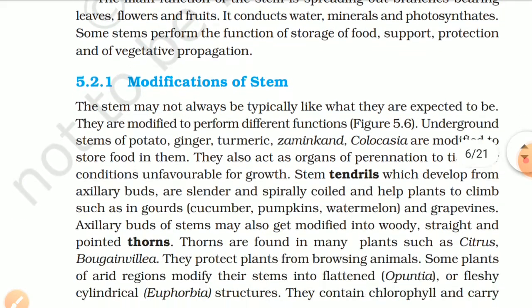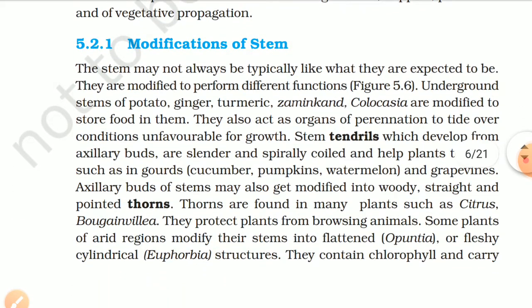5.2.1 Modification of stems. The stem may not always be typically what it is expected to be. They are modified to perform different functions. Figure 5.6. Underground stems of potato, ginger, turmeric, zaminkand, and colocasia are modified to store food in them. They also act as organs of perennation to tide over the conditions unfavorable for growth.